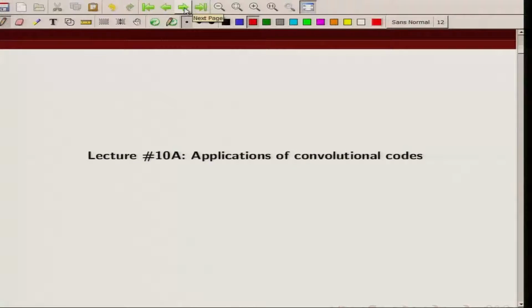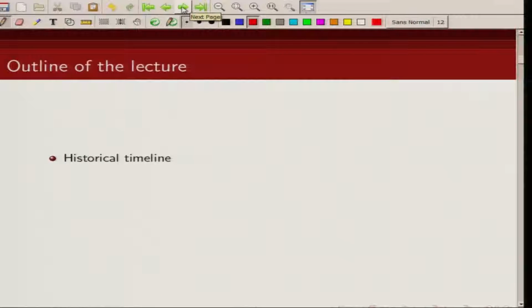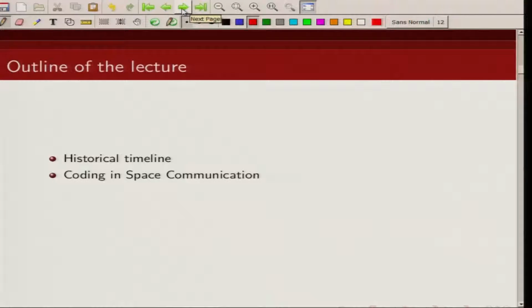Welcome to the course on error control coding and introduction to convolutional codes. Today we are going to discuss some of the applications of convolutional codes in practice. Before that, we will do a very brief historical timeline of how coding theory has progressed over the years, and then we will talk about some applications of convolutional code.